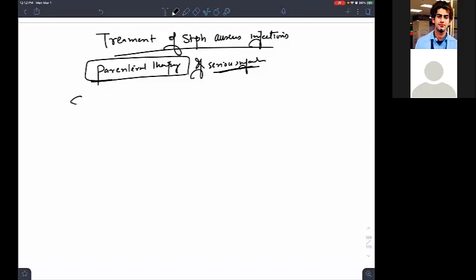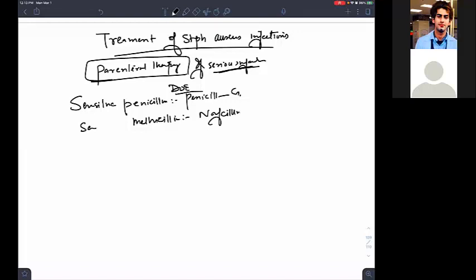So if a patient is sensitive to penicillin, I will give penicillin G. So my drug of choice will become penicillin G. If this organism is sensitive to methicillin, because I will already know from the sensitivity tests, I will be giving nafcillin or oxacillin. Now the patient is coming with MRSA, methicillin resistant Staph aureus. Drug of choice will be dash.